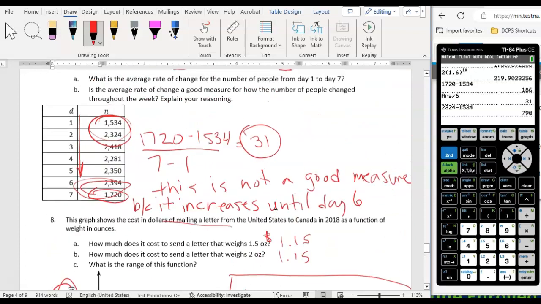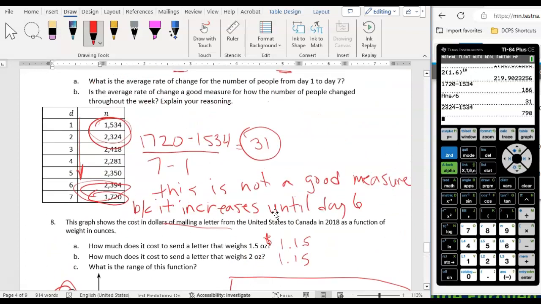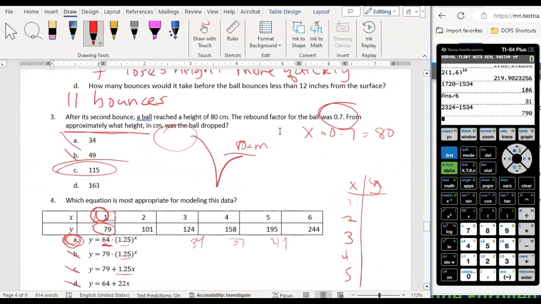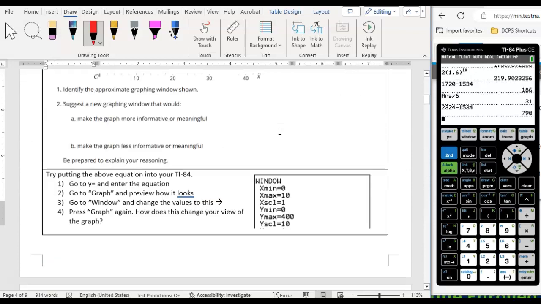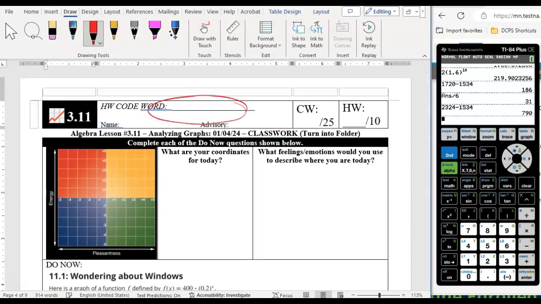All right, that is it for your homework. Today's code word is Mentos. Mentos, you know, that lovely gum. Make sure to put that at the top of your classwork paper in the appropriate spot here.